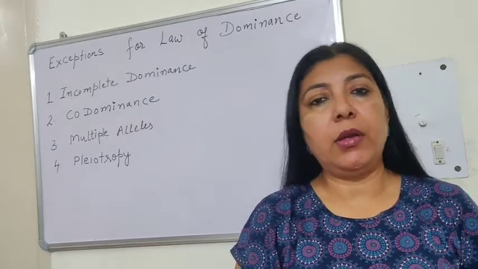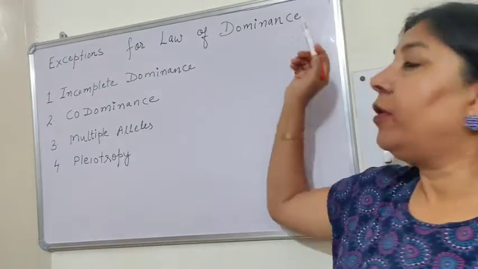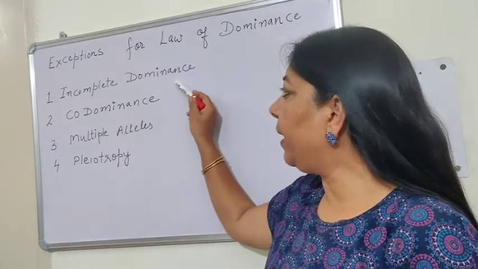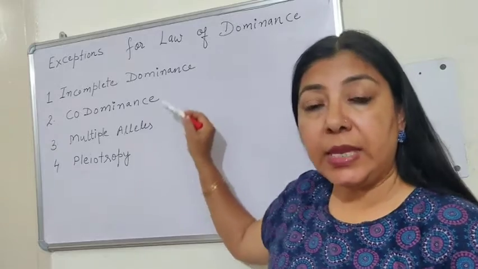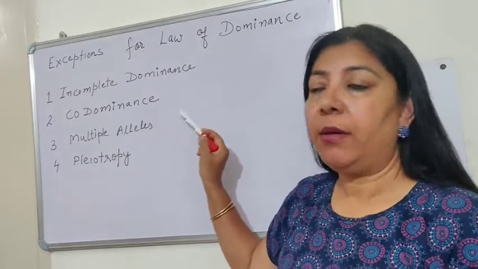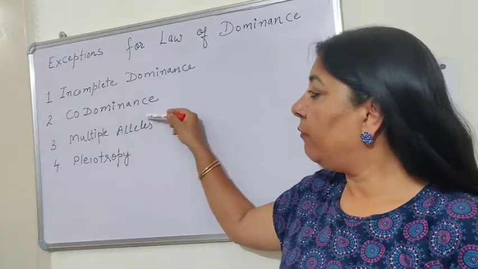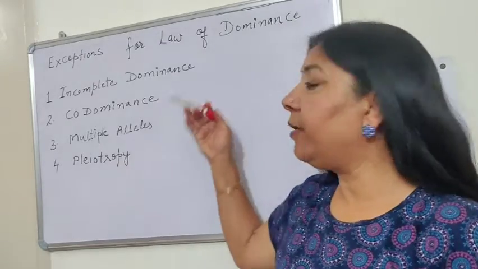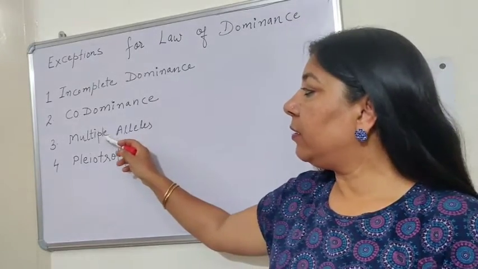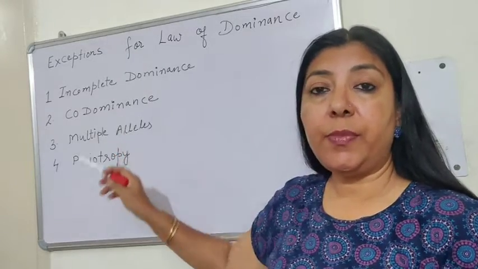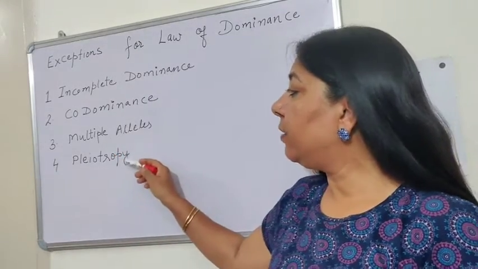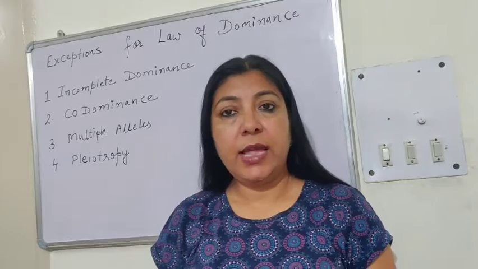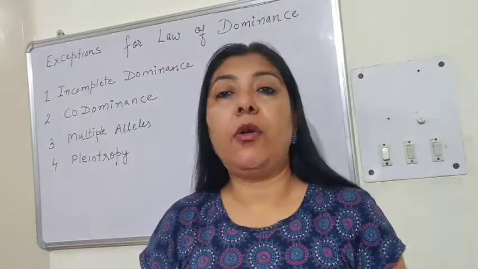So we will be studying about the exceptions in law of dominance. We will be basically focusing on incomplete dominance and codominance. These are the two exceptions. But along with these two exceptions, we will also study two other concepts which came along when it was studied. One was multiple alleles, that is multiple allelism, and second is pleiotropy. So let's begin with the first exception, that is incomplete dominance.